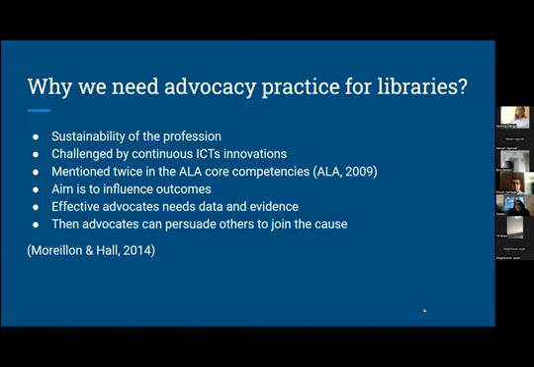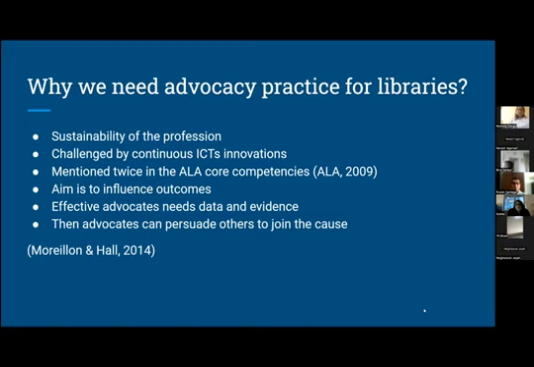And for that, collecting the evidence and to persuade others, definitely we need to prove from our services, our collections, and other library programs that libraries are a significant and important component of society.